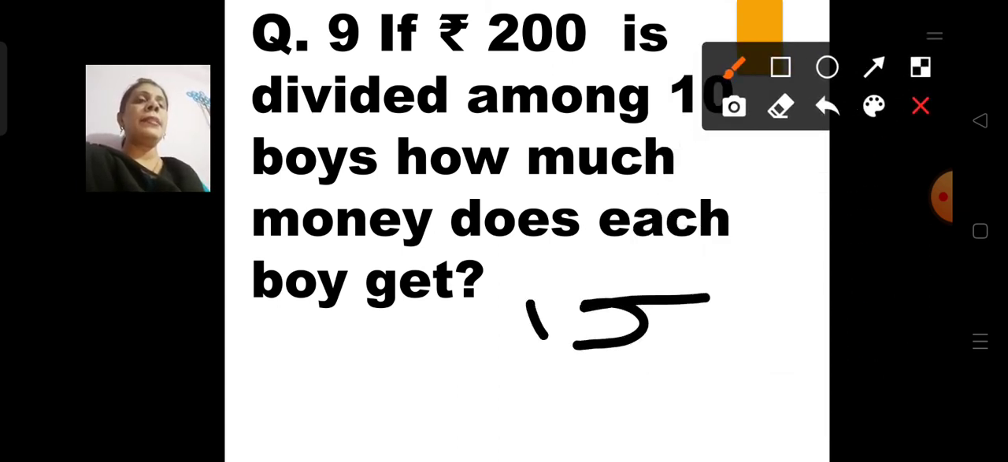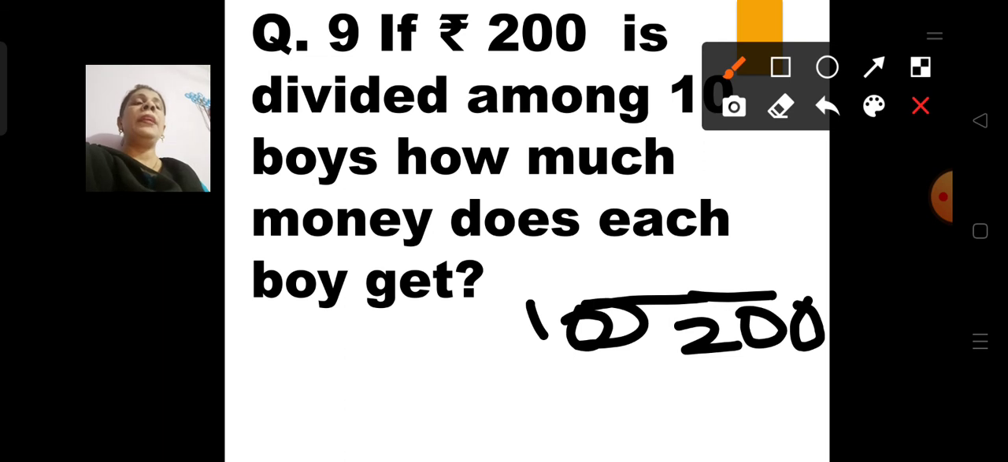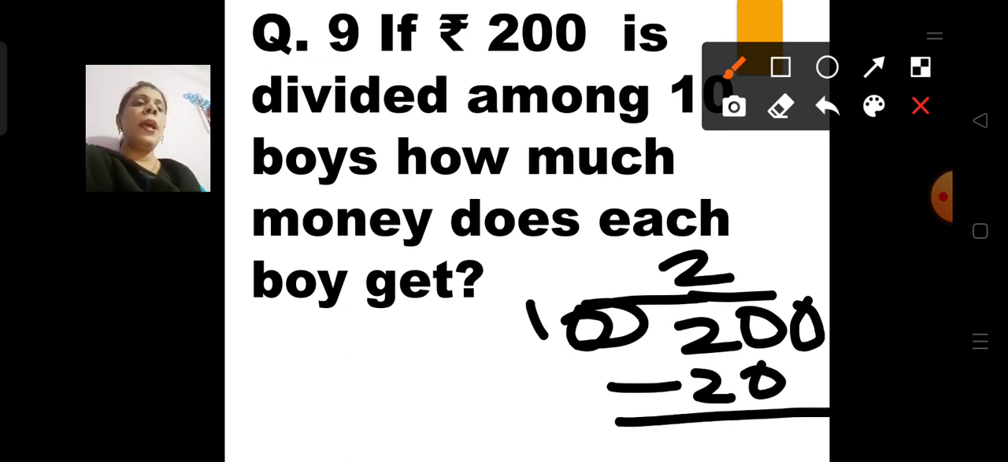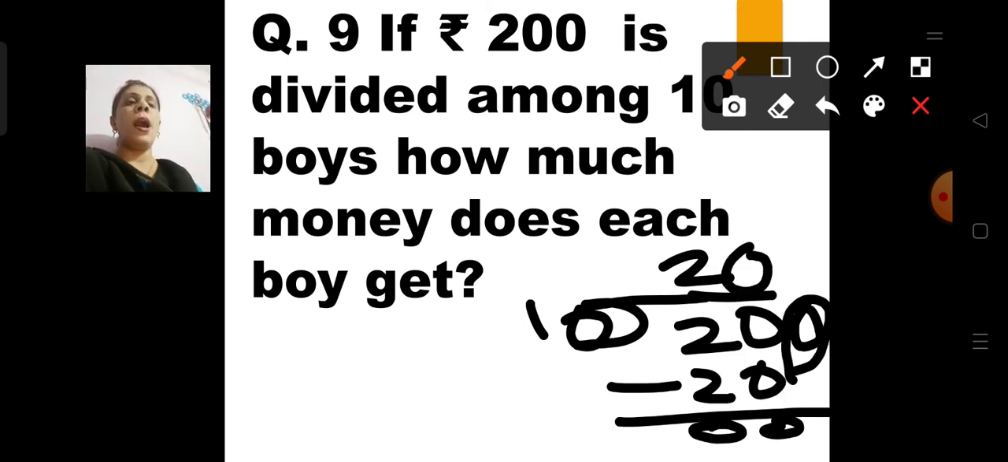I will divide 200 by 10. So 10 ones are 10, and 10 twos are 20. So now I will subtract. I got my quotient 2. Now 20 minus 20 is 0, and this 0 remains. So I will put this 0 up, and this 0 here down also. Understood? Because that 0 is left, I'll put that 0 next to 2. So 10 20s will become 200.